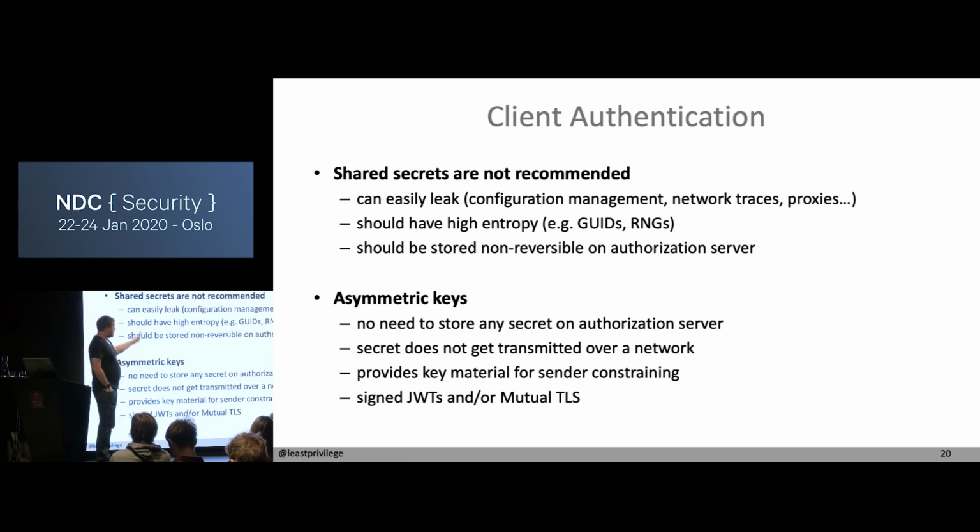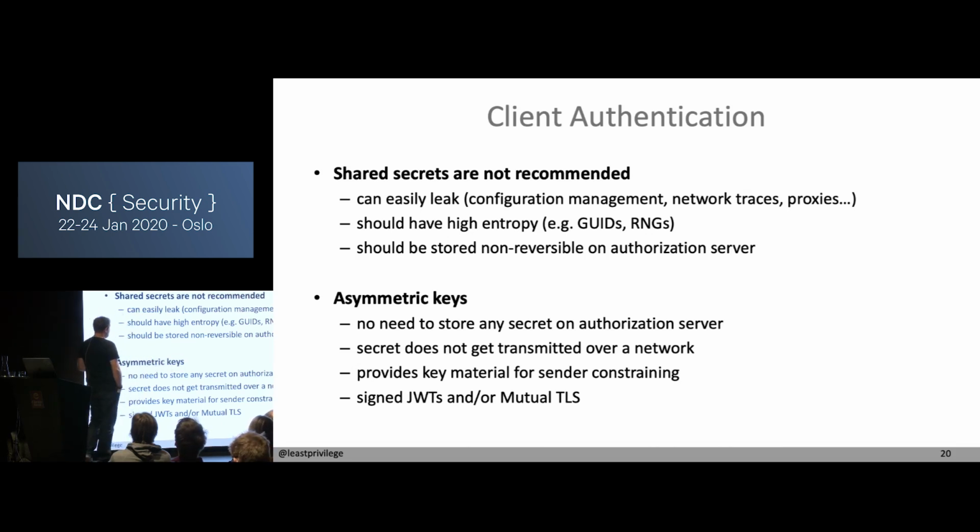If you are storing them, store them non-reversibly, right? If somebody compromises the database of the authorization server, they shouldn't be presented with a menu of secrets. What they should see is hashes of secrets, yeah? Since these secrets have high entropies, you don't need to apply any key stretching, for example. It's a GUID, hash the GUID, that's good.